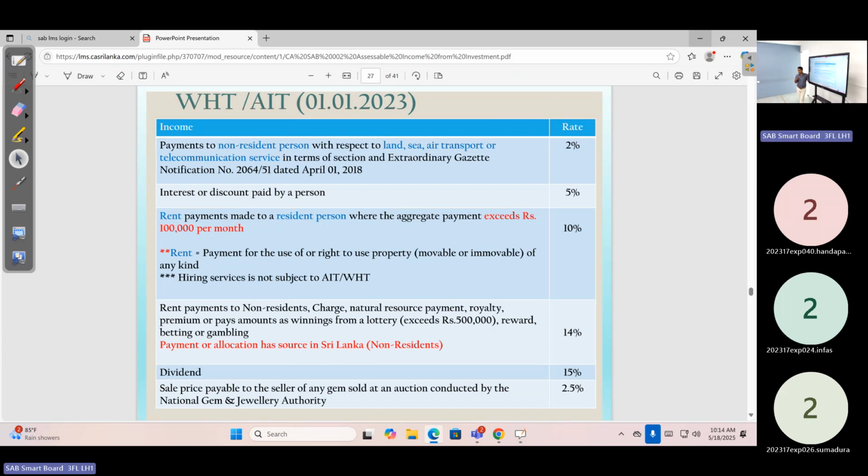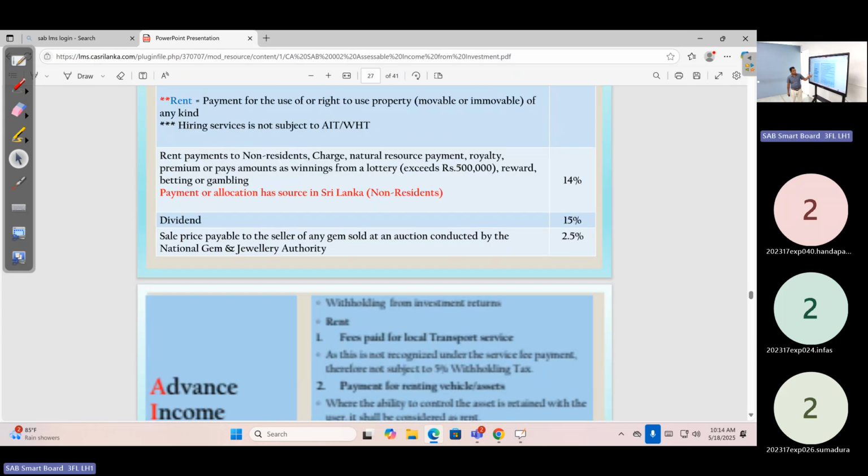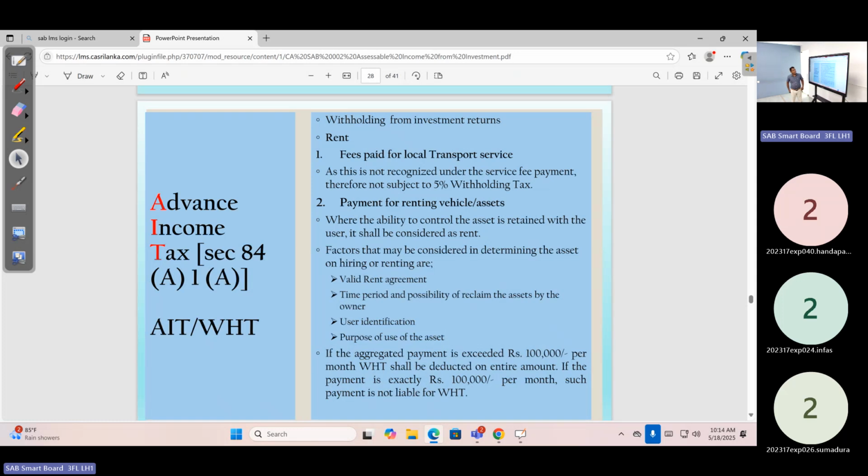What is a consultant fee? This is what investment return is. Consultant fee does not come as investment return. It all comes under sections 83, 84 and 85. Now there are different tax rates, which need to be applied to work out the tax and deduct tax at source. Right, so rent is withheld from investment return under that.